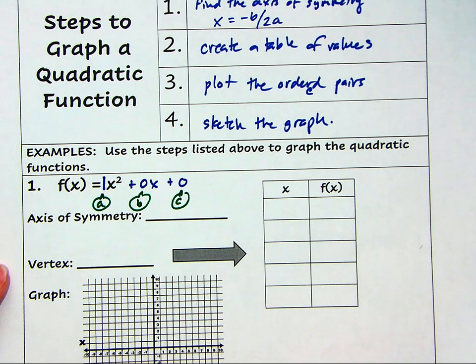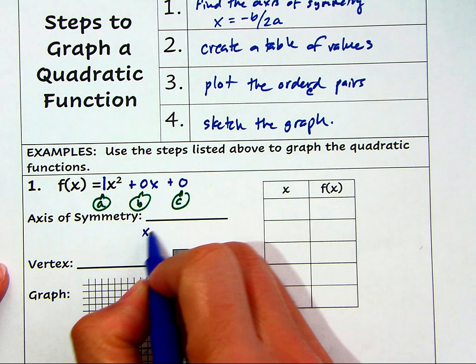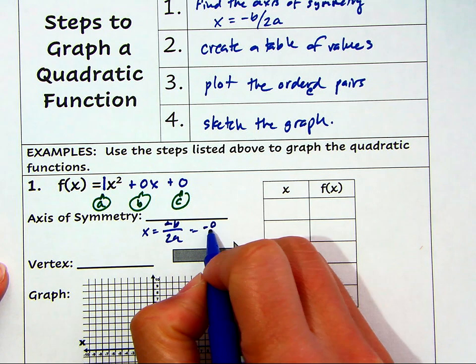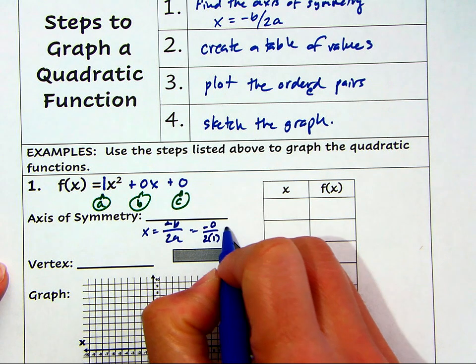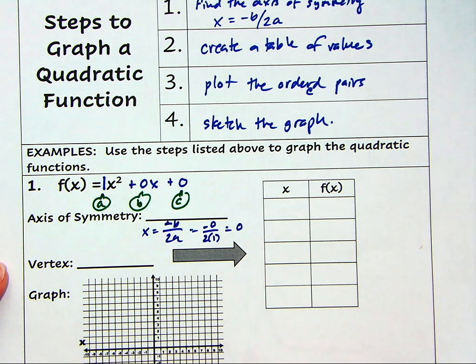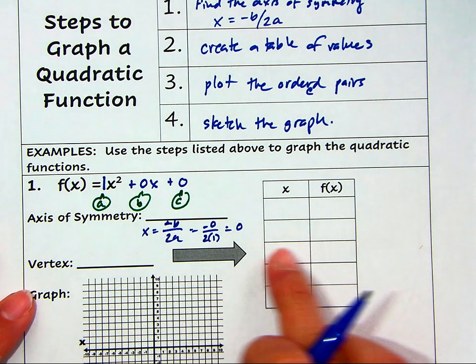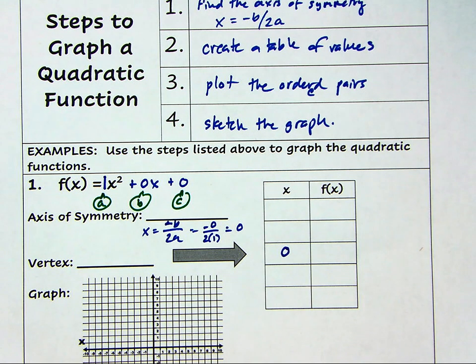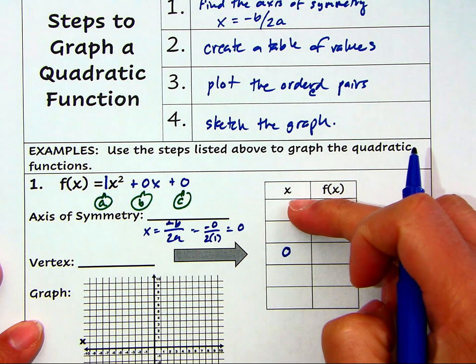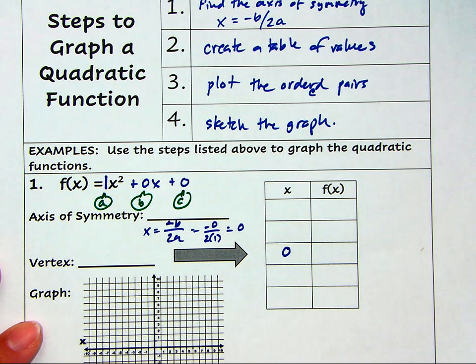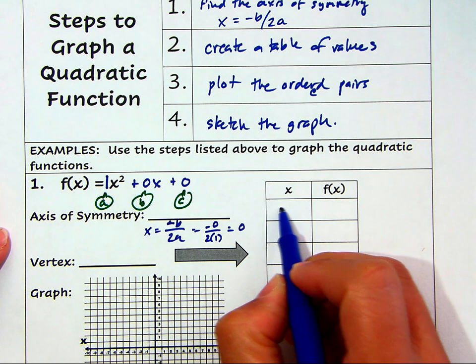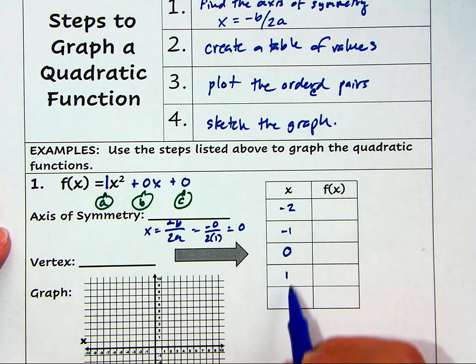All right, so our axis of symmetry is x equals negative b over 2a. So that's going to be negative 0 divided by 2 times 1. And that's simply 0. So this is going to be the middle x value in our table of values, right? We want to have x equals 0 and then choose two integers that are just smaller than 0 and two integers that are a little bit larger than 0. So we'll go down -1, -2, and go up +1 and +2.